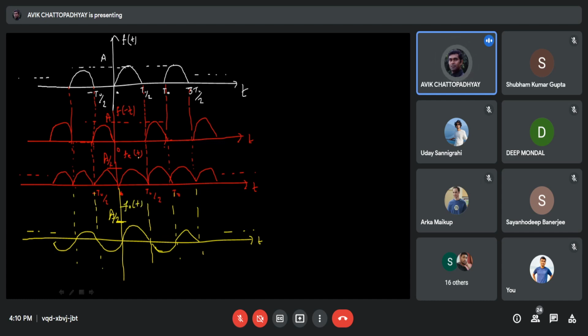Now if I know the even part and the odd part, then I can directly apply the symmetry property or the formula. So for this even part, what conclusion can I draw? That this part has even harmonics. First of all, only the cosine terms will be there. Only the cosine terms. There will be a DC term, first of all.